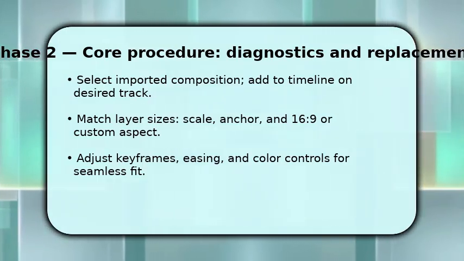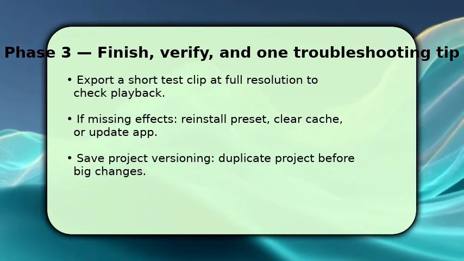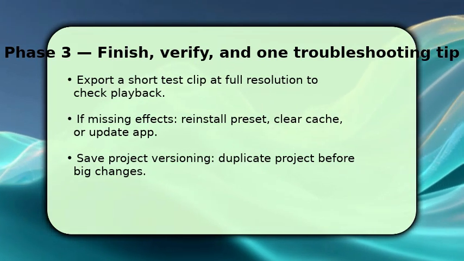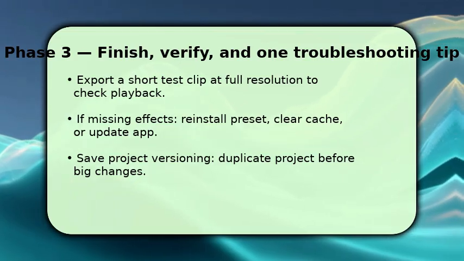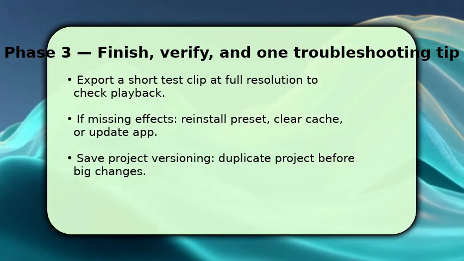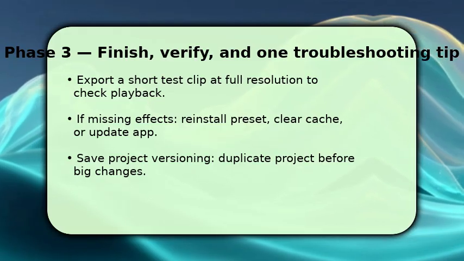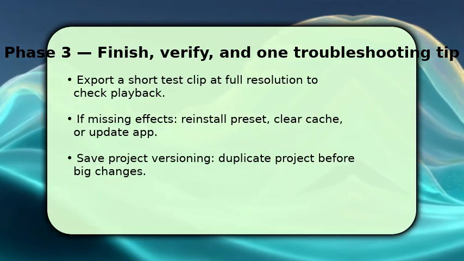To finish, render a short test export to confirm motion, timing, and colors at full resolution. If something looks off, make sure all effects referenced by the XML are present. Missing effects cause broken looks. Once done, optimize by trimming unused layers and backing up.